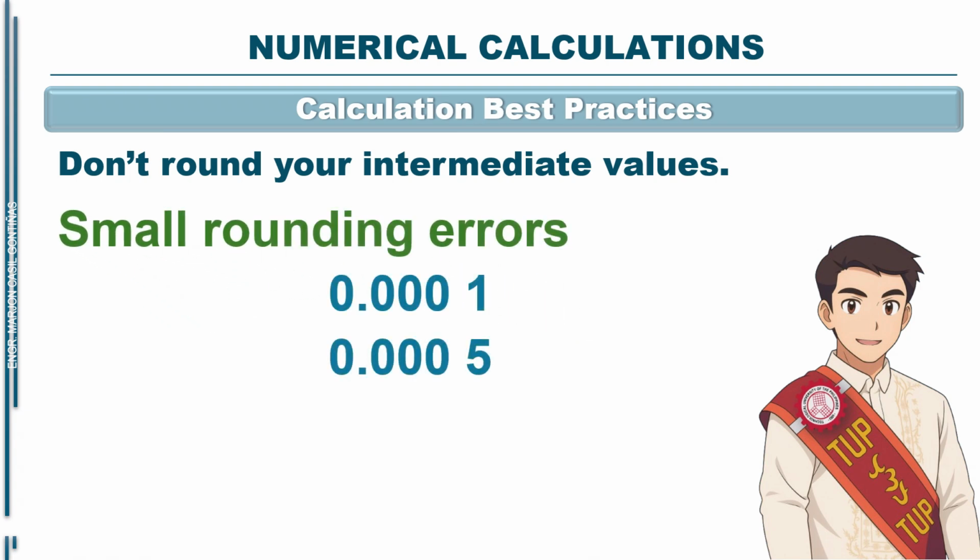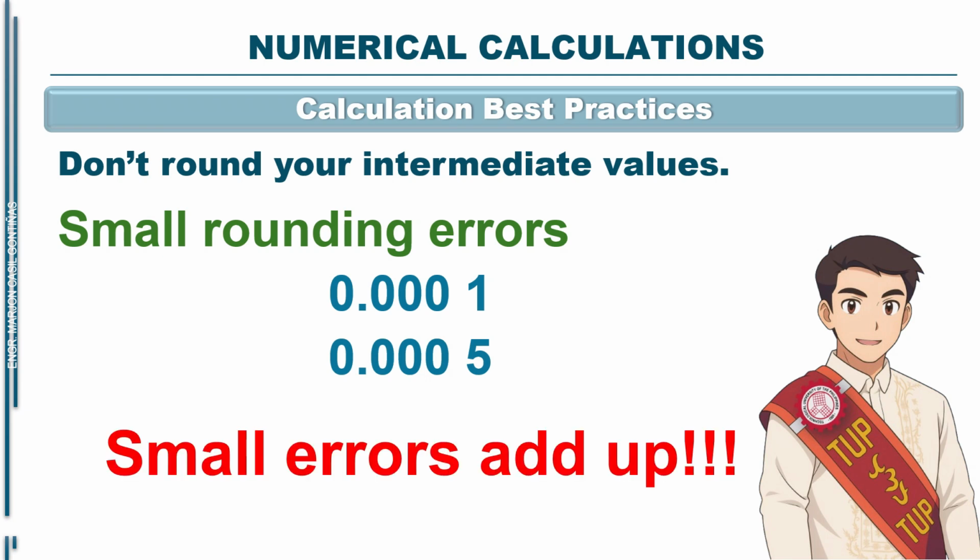Why does this matter? Because small rounding errors, like 0.0001 here, 0.0005 there, may seem harmless at first. But when you're doing a series of steps, especially in engineering or scientific computations, those small errors add up. In real-world engineering, accuracy is critical. A tiny miscalculation due to premature rounding might result in incorrect loads, unsafe dimensions, or even structural failures.